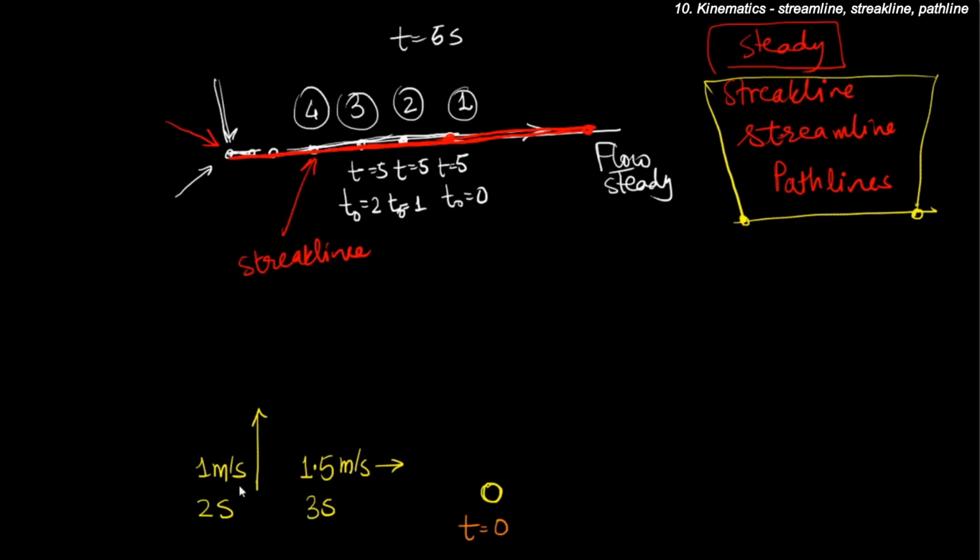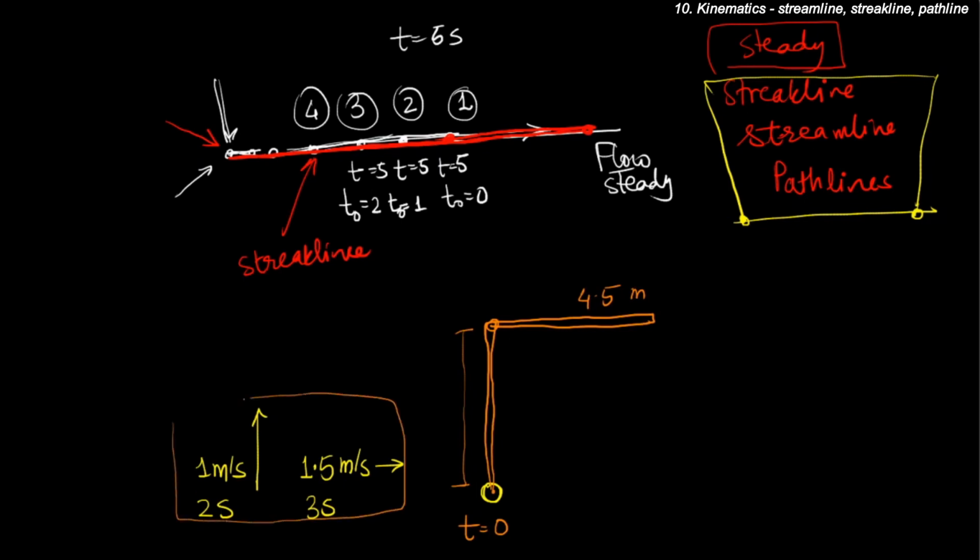So 1 meter per second for 2 seconds. The particle will travel 2 meters, and then for the next time instant it will travel 4.5 meters. So this is the path line of the particle injected into the domain at t equal to 0 given this flow profile.